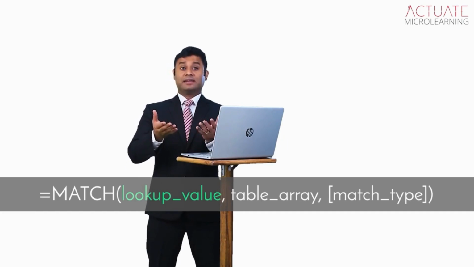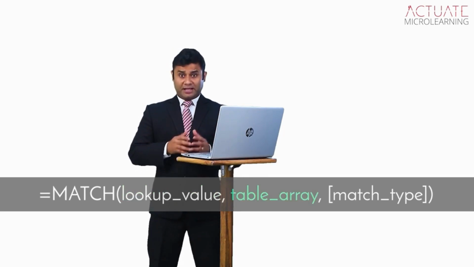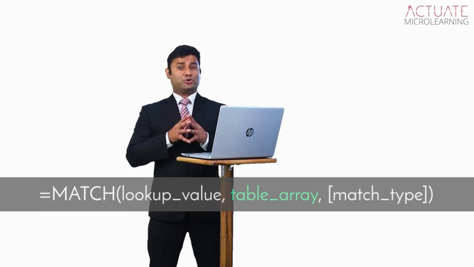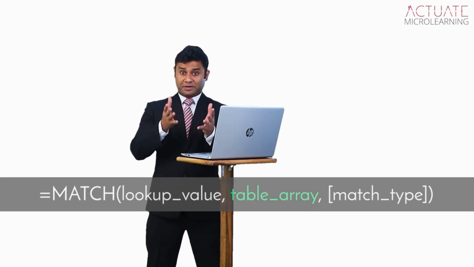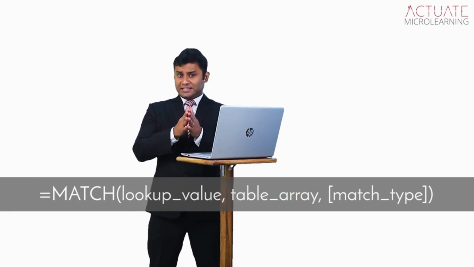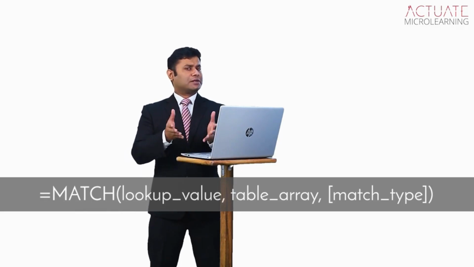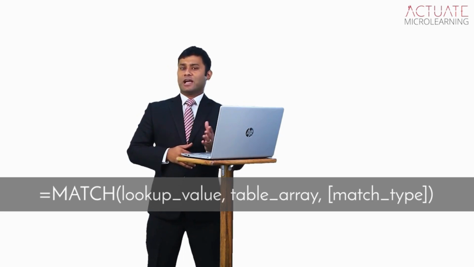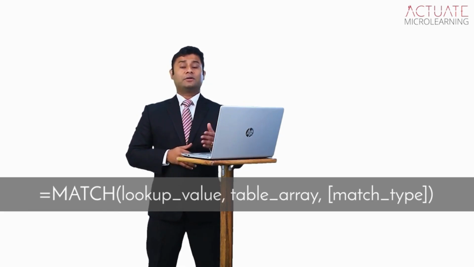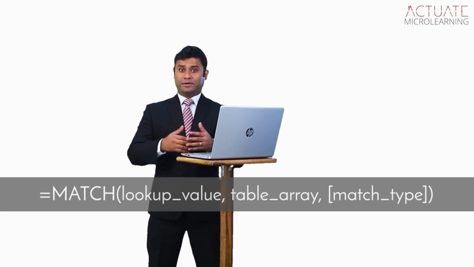to find and is a required parameter. Table_array defines the cell range we want to look at and is a required parameter. Match_type defines the type of match you want. This is an optional parameter. The possible values are 0, 1 or -1. If undefined, Excel assumes this to be 1.